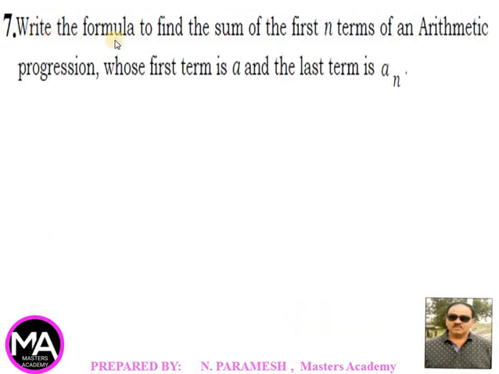Seventh question, write the formula to find the sum of the first n terms of an arithmetic progression whose first term is a and the last term is an or L. Answer, Sn is equal to n by 2 bracket a plus an.